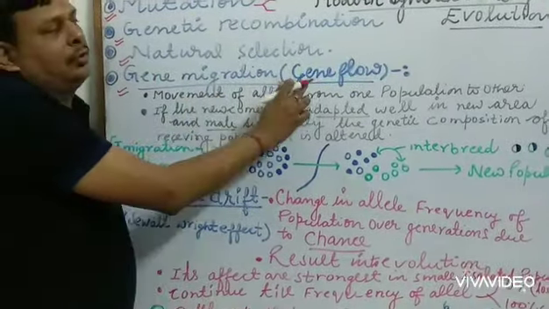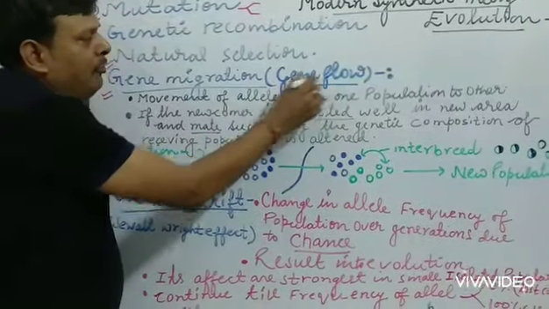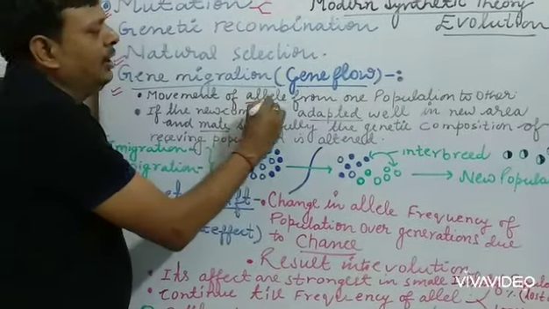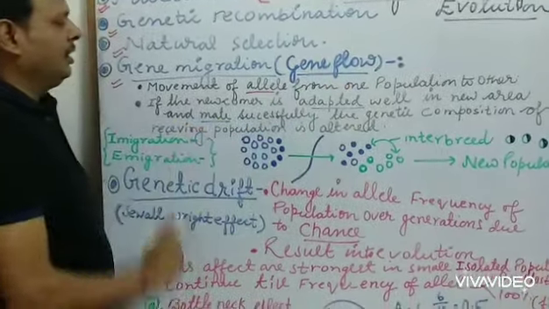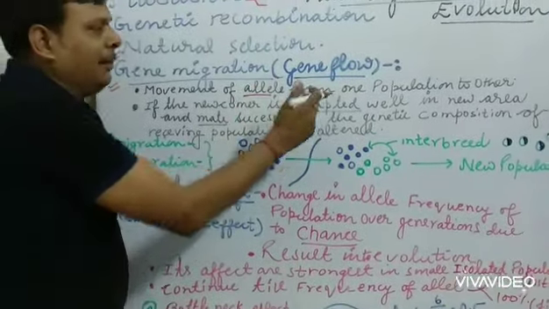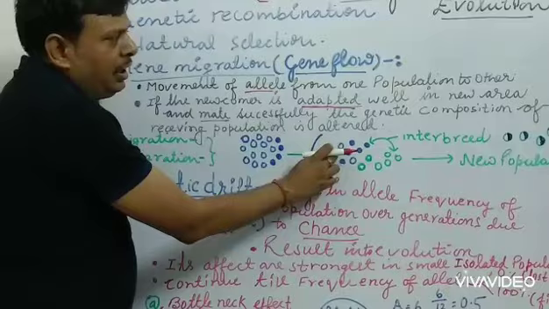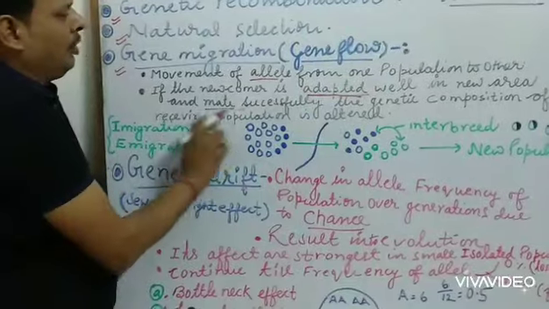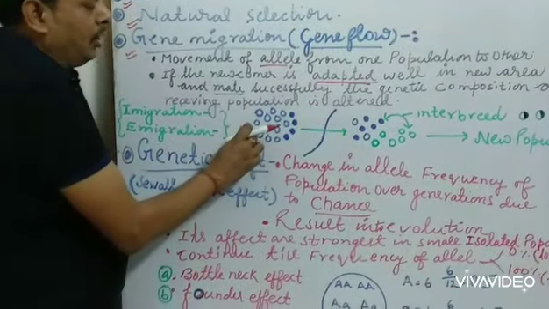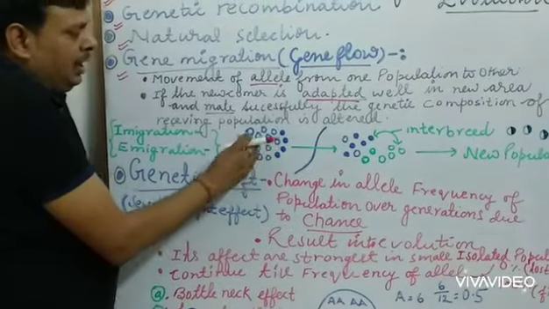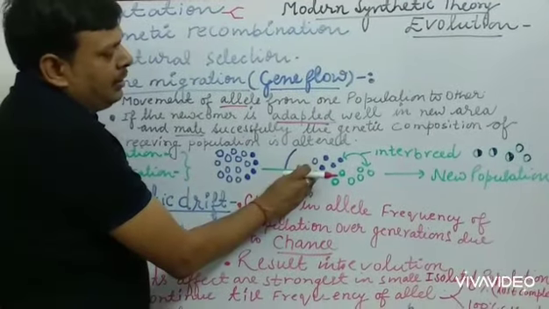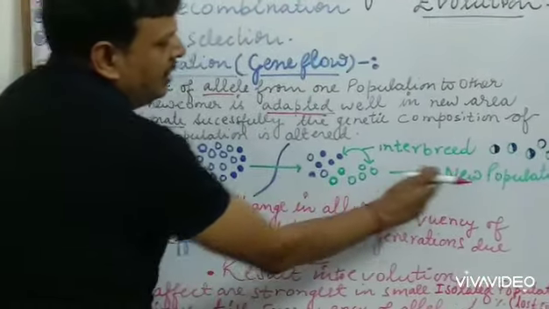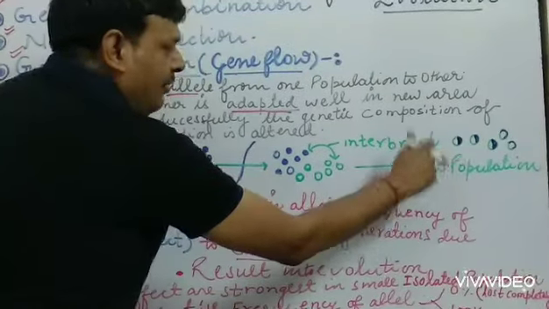This gene migration is also termed gene flow. Gene flow is the movement of alleles from one population to another. If the newcomer is well adapted in the new area and mates or breeds successfully, the genetic composition of the receiving population is altered. For example, individuals migrate from this area to another, establish themselves, and interbreed with the pre-existing population, and thus a new type of population develops after some time.